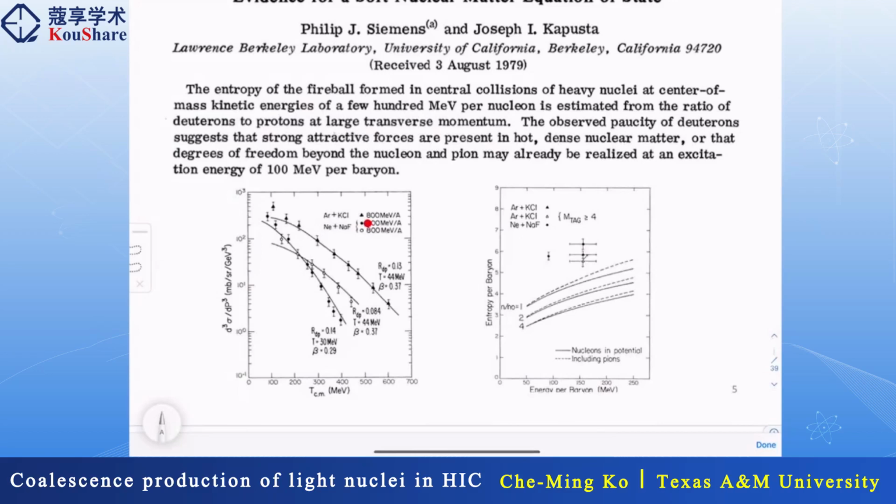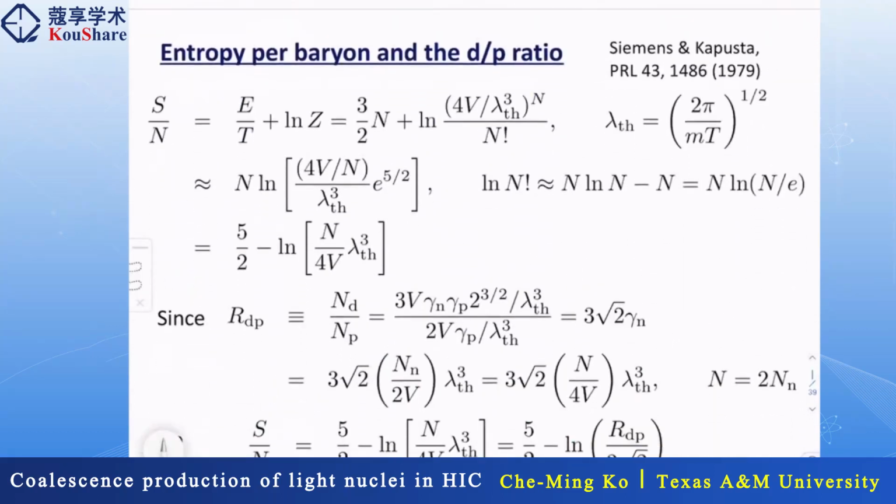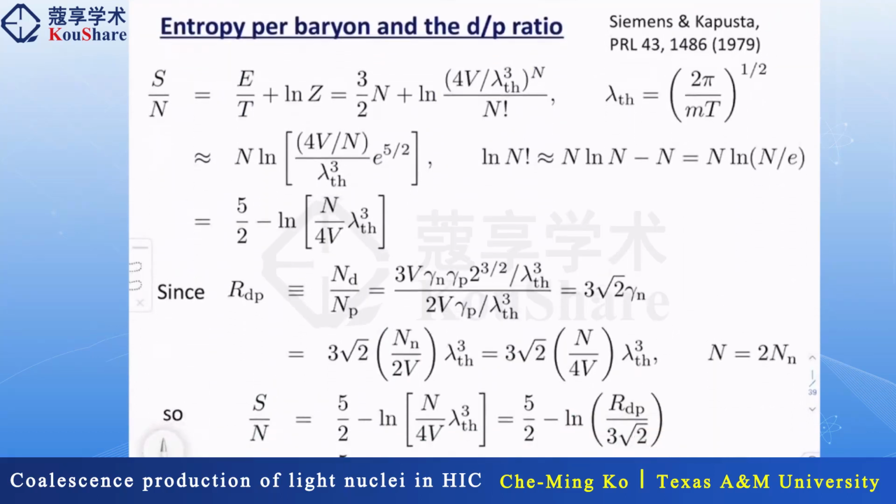0.5 GeV per cubic Fermi. That's about the transition energy density at RHIC, right? That's about a half or so GeV per cubic Fermi. So maybe something is going on already. The argument is very simple. I'm not going to go into detail, just tell you what the argument is.